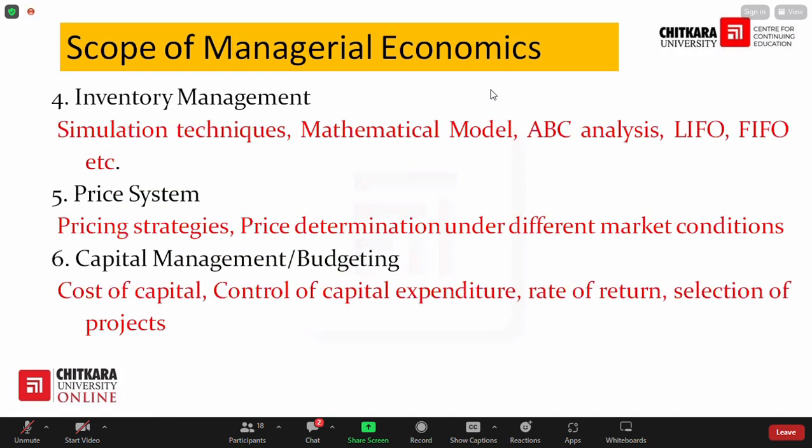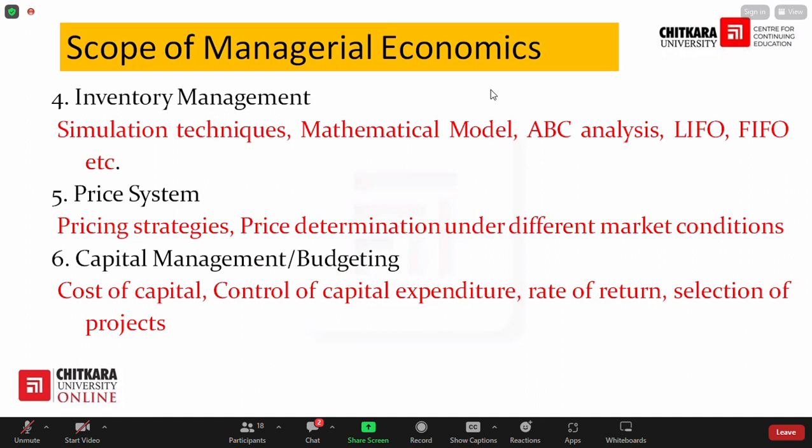Inventory management is again a chapter. It will tell you how you can control the inventory, which is very, very important, because if you are managing your stock wisely, then definitely you are able to save your money and decrease your cost.